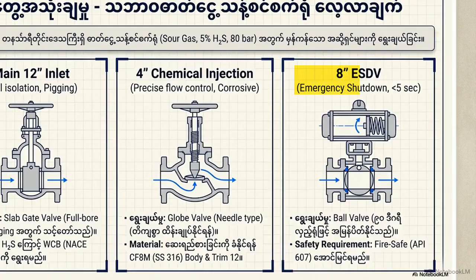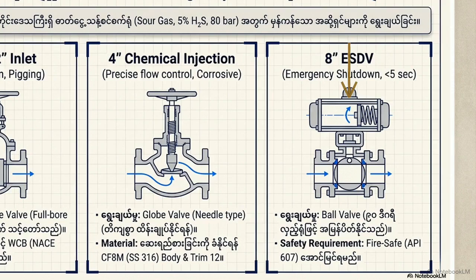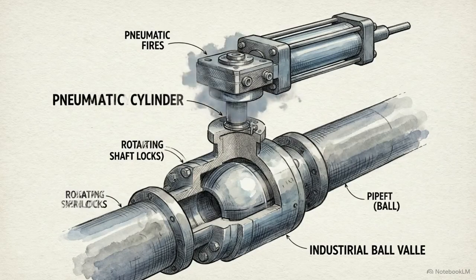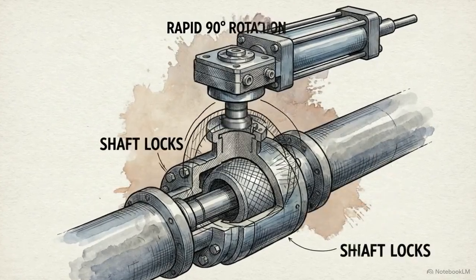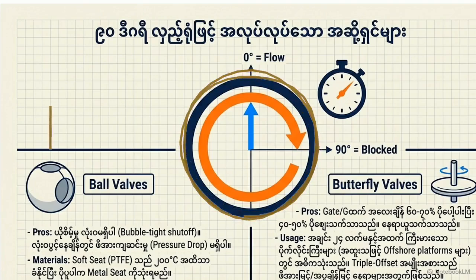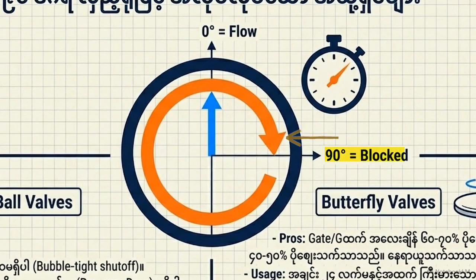Node 3 is the 8-inch emergency shutdown valve, or ESDV, located on the unit's outlet. If a disaster occurs, the safety system must automatically fail closed in under 5 seconds to isolate the facility. Multi-turn gate and globe valves are too slow for this task. Rapid isolation requires the selection of a quarter-turn ball valve. This rotation diagram illustrates the simplicity of the mechanism. A metallic sphere features a central bore providing zero pressure drop. With a quick 90-degree rotation, the solid side of the ball completely halts the process flow.